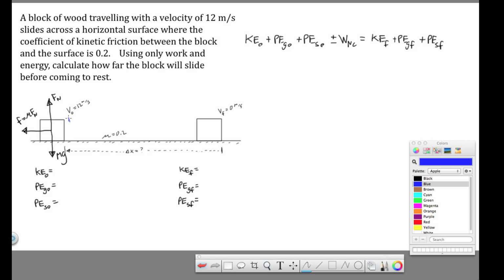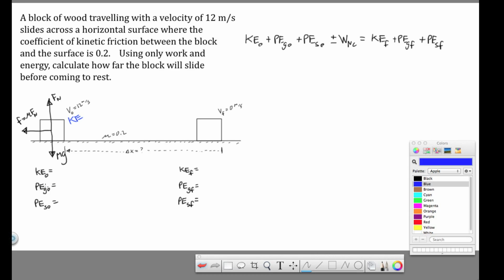We have kinetic energy at the start of this problem, and the reason we have kinetic energy is simply because the block is moving. There's no potential energy at all in this problem. There's no potential energy of spring, and no potential energy of gravity. There's no spring energy simply because there are no springs, and there's no potential energy of gravity because there's no change in the vertical height.